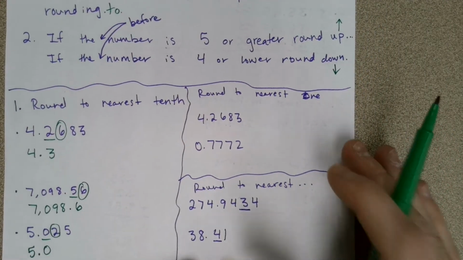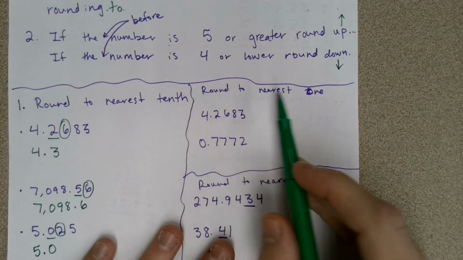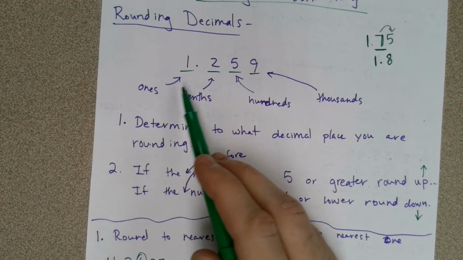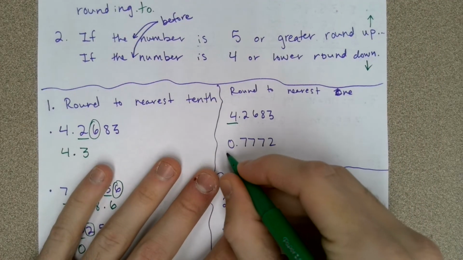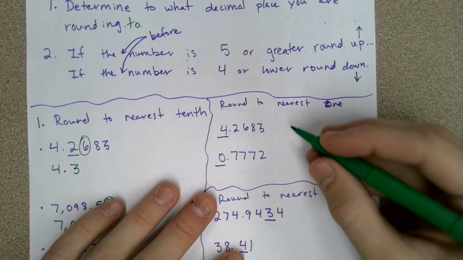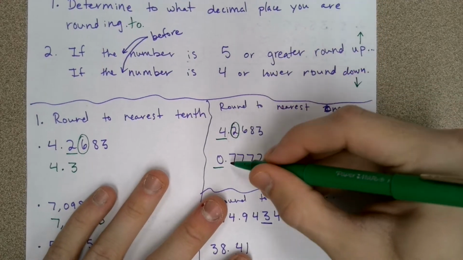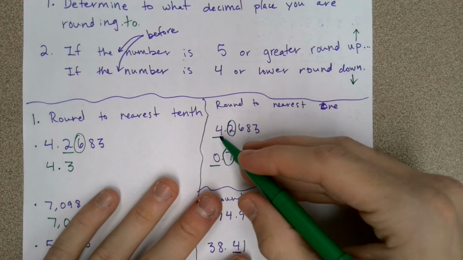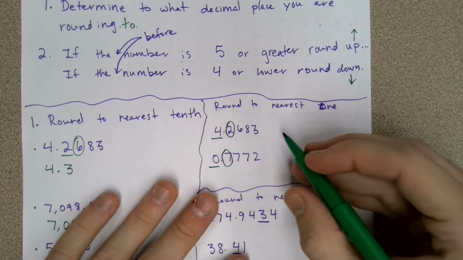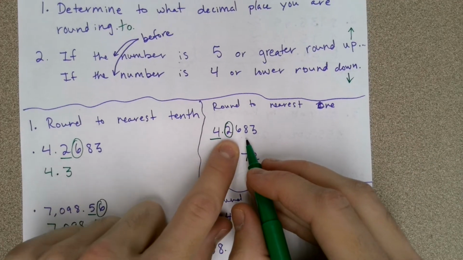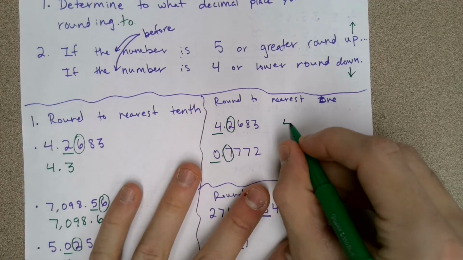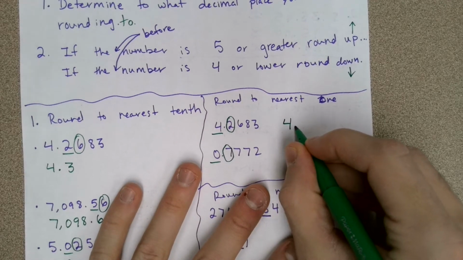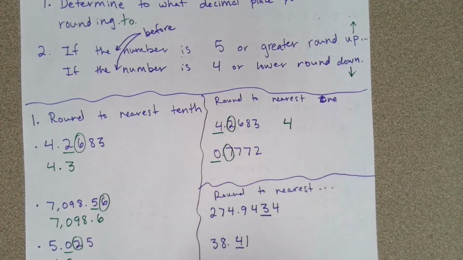Moving on to the next. This one is asking to the nearest 1. Round to the nearest 1. That's our digit on the left side. That's right here. All right, so I'm looking at the number before that. For both of these, I'm looking at the number before. I see 4.2683. Looking right here, is this greater than or less than 5? It is less than 5, so we're going to round down. And that's our final answer right there.